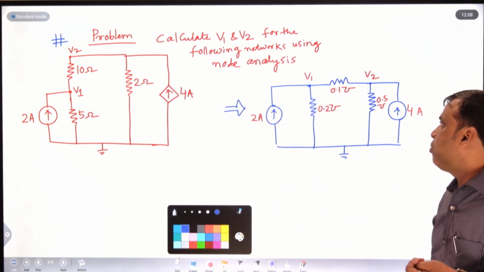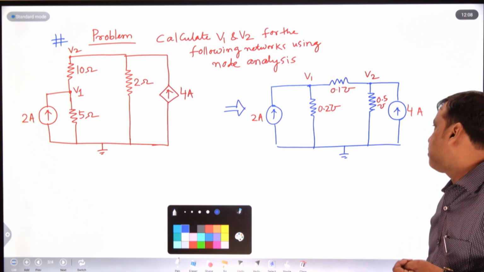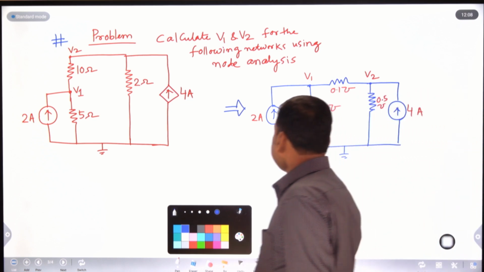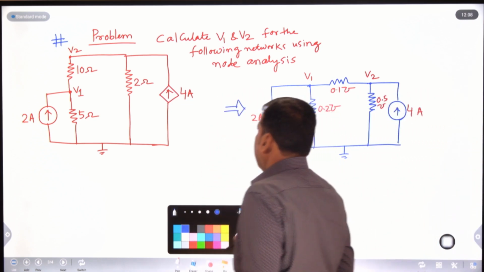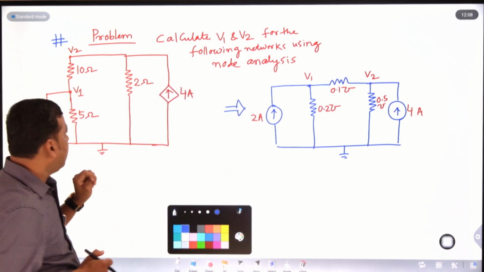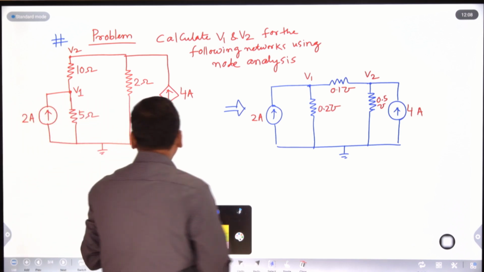considering node 1 and node 2, the conductance matrix into voltage matrix equals the current matrix. Then find out the node voltages V1 and V2. In this problem, here there is a V1 and here there is a V2. The question asks: calculate V1 and V2.